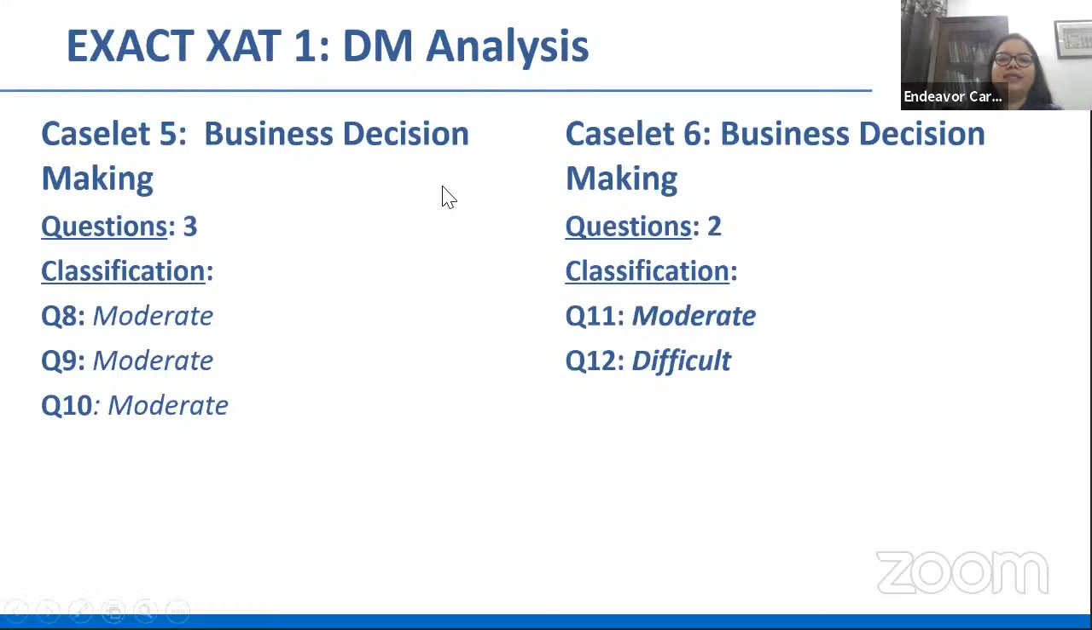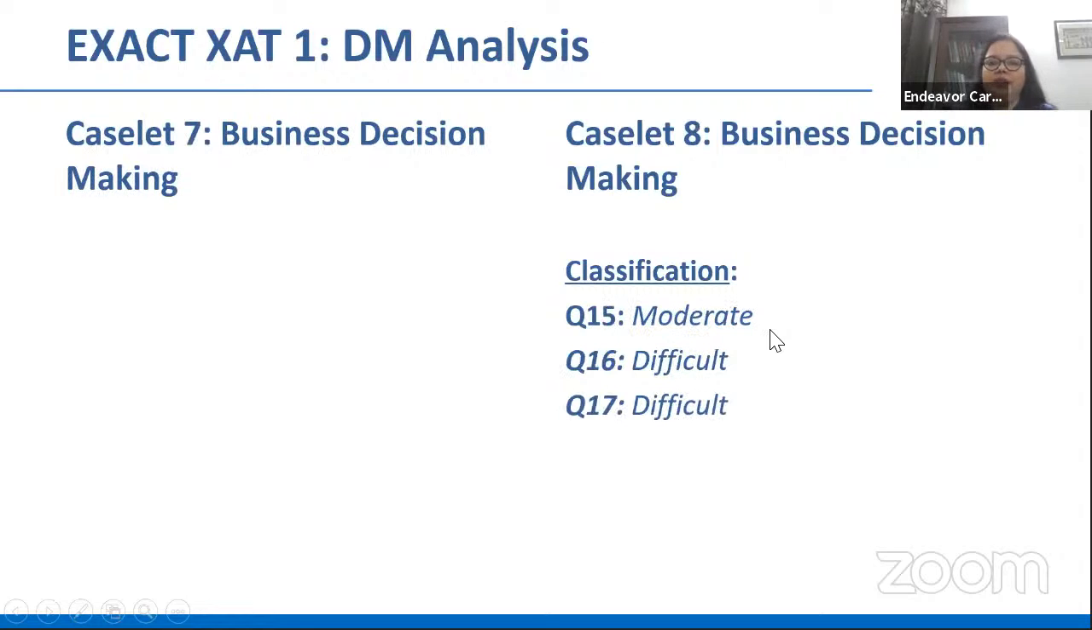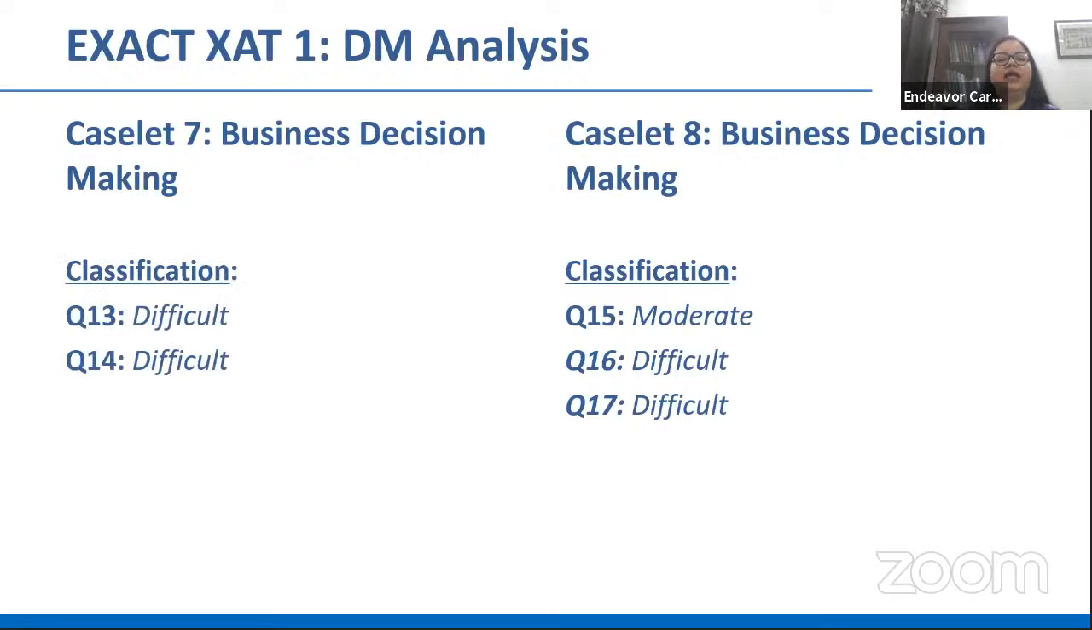Okay. So, caselet 6 again, business decision making, 2 questions. You'll find that one is marked difficult and the other is an easy one. Caselet 7 was again a business decision making one. Look at the flood of business scenarios here. This is what made this sectional difficult. In fact, both those questions of Caselet 7 are difficult. And Caselet 8, another business scenario, had 2 difficult questions and 1 moderate one.